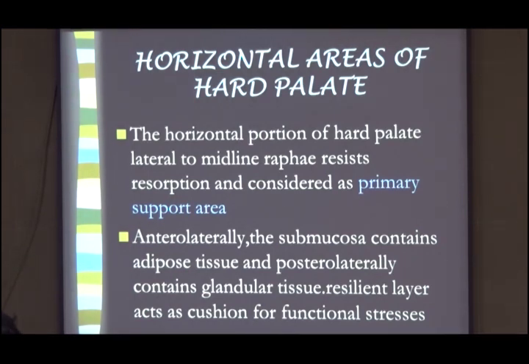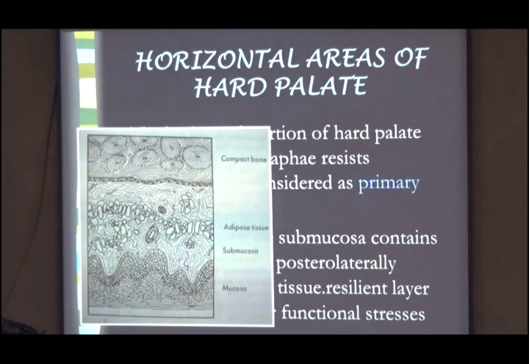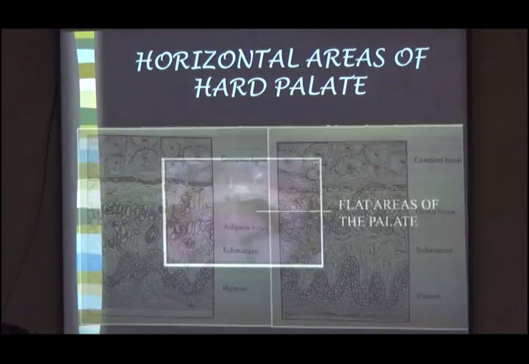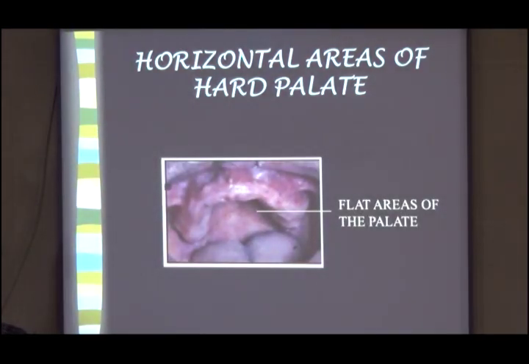If you have any confusion in this, if the choices become confusing, you can remember A and A. Anterolaterally it is adipose. So in the histology, anterolaterally you see adipose tissue, compact bone, and posterolaterally it is glandular. Those areas are the flat areas of the hard palate.